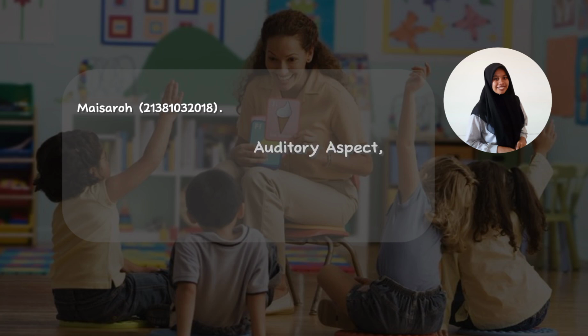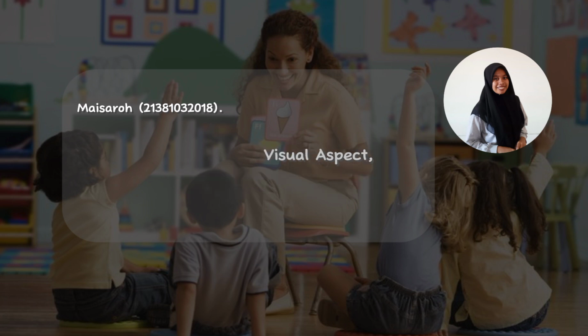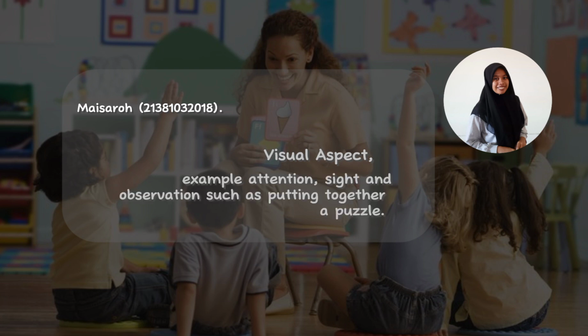Auditory aspect. The auditory aspect in cognitive development is related to sound or phrase. Examples are hearing, singing, sounds, musical instruments. Visual aspect. This aspect is related to vision, for example, attention, sight, and observation, such as putting together a puzzle.